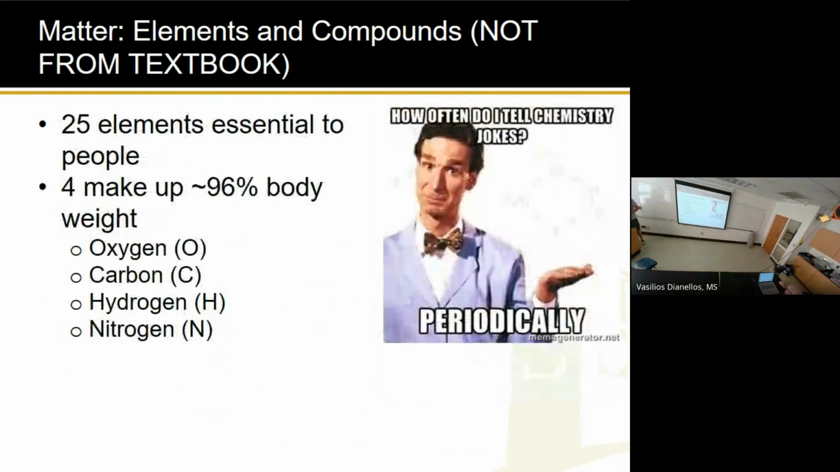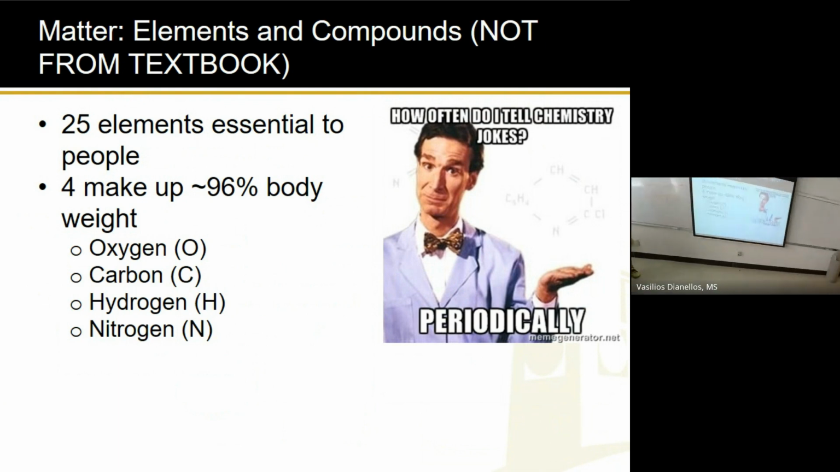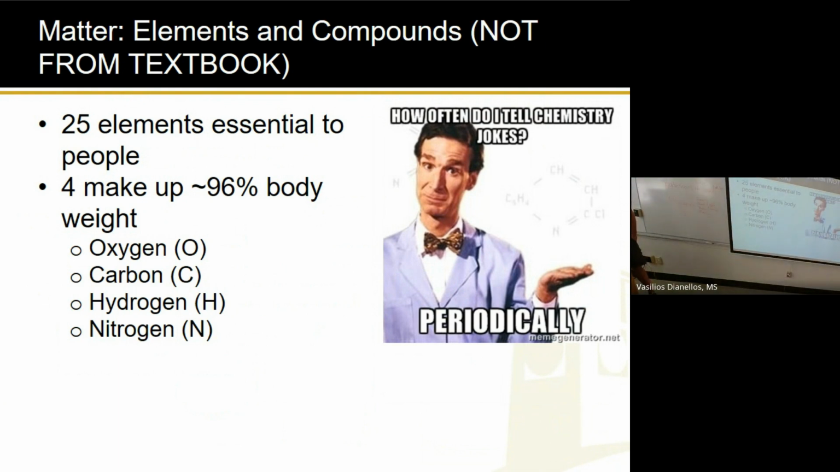Let's move forward. This part you do need to know. So if you're taking notes, even if you don't write it down, just say, hey, remember to study the PowerPoint slide with the Bill Nye meme on it. There are 25 elements that are essential to humans. You don't need to know that part. What you need to know is what I call the big four.